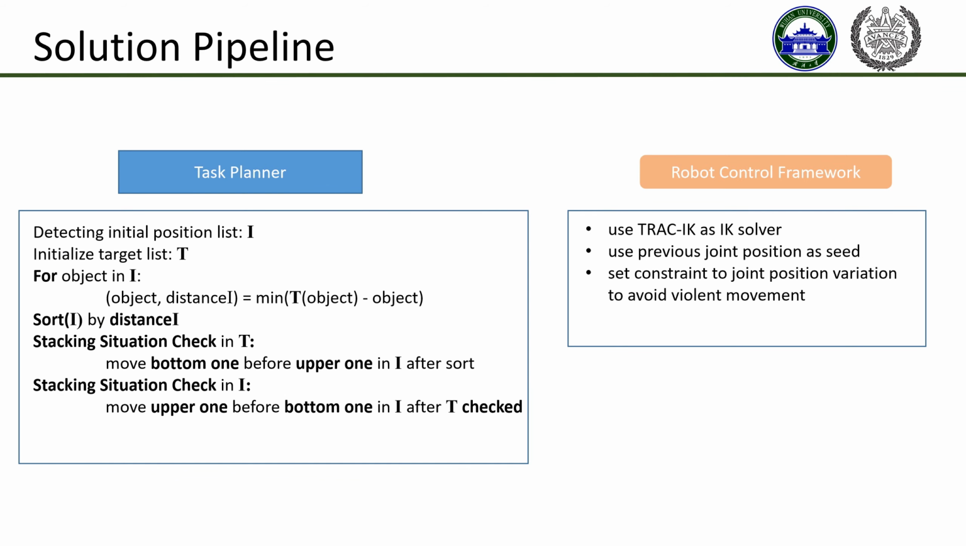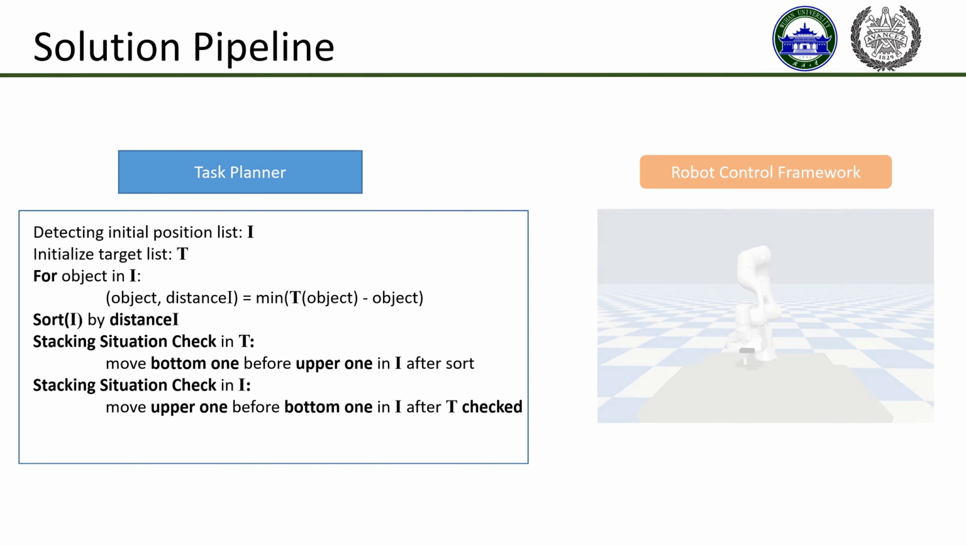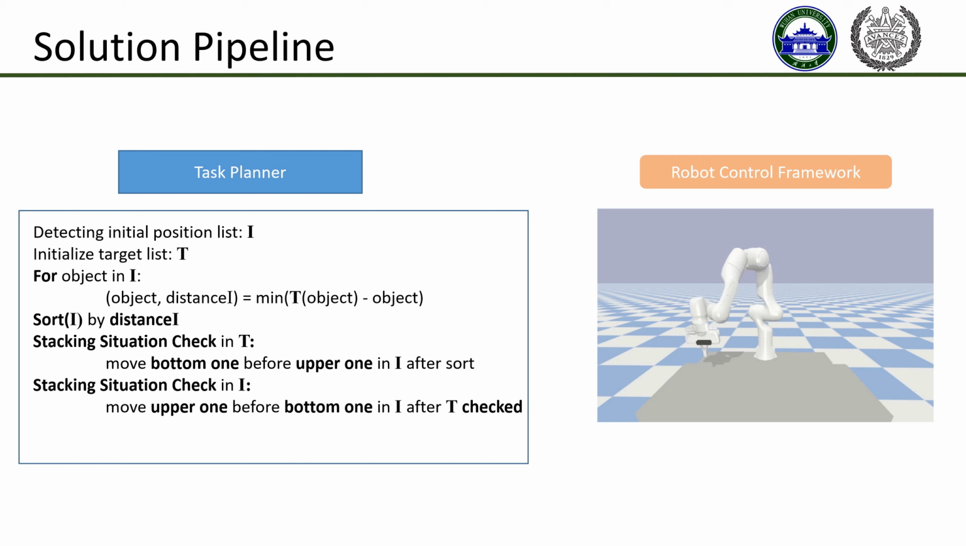We did not involve consideration of complex trajectory planning, so we totally abandoned MoveIt and wrote our own control framework based on TRAC-IK. We set constraints on joint position variation to ensure a smooth trajectory of Panda, and use the previous joint position as the seed to get the numerical solution. Here the GIF shows our control framework's function.